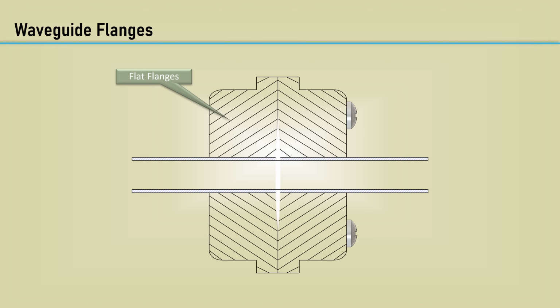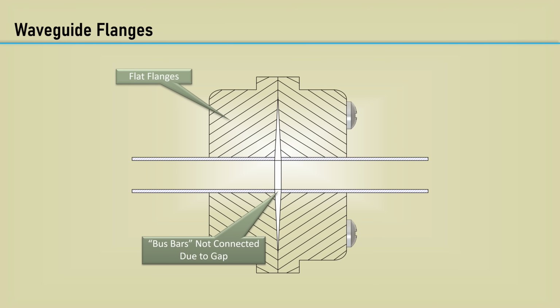The torquing of screws can cause the flange to oil can. This animation depicts that scenario. This will result in the separation of the bus bars. This is an exaggerated illustration, but hopefully you get the point.